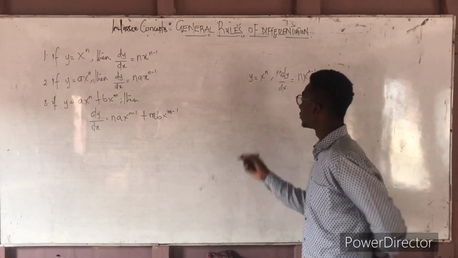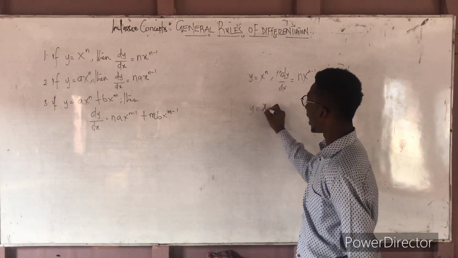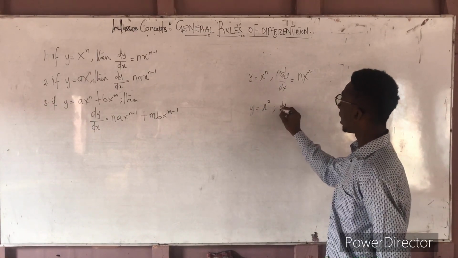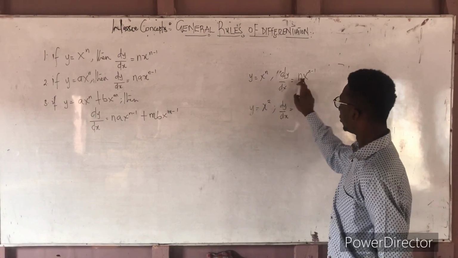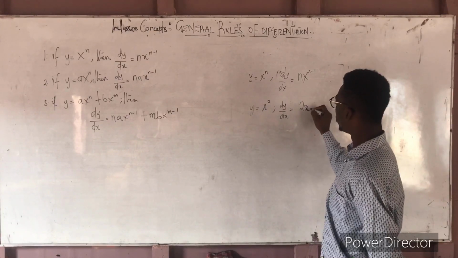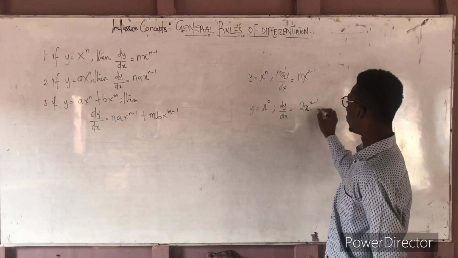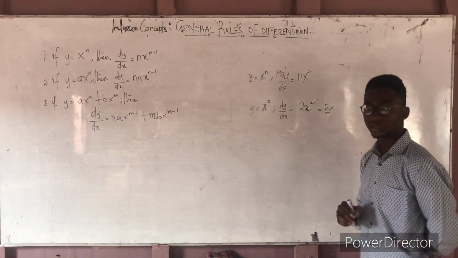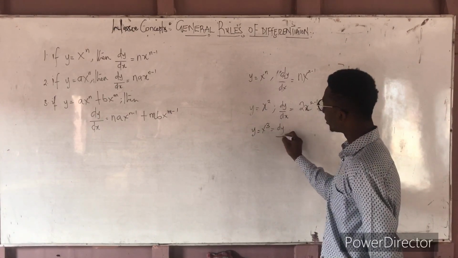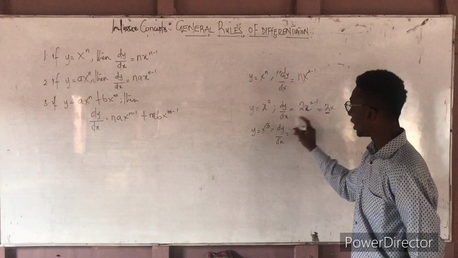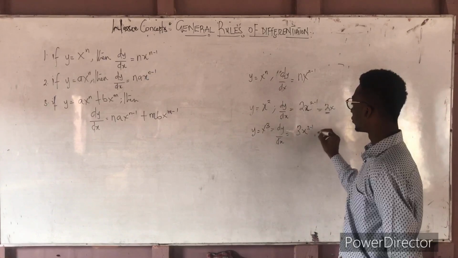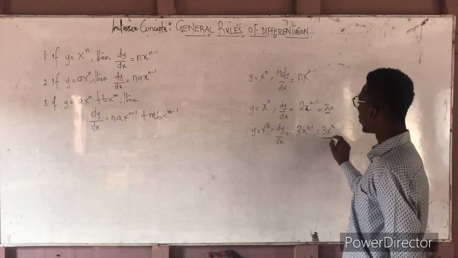So for example, if you have y is equal to x squared, then dy/dx will become 2 times x raised to the power 2 minus 1, which is the same as 2x. The same way, if you have y is equal to x cubed, then dy/dx simply becomes 3 times x exponent 3 minus 1, which becomes 3x squared.